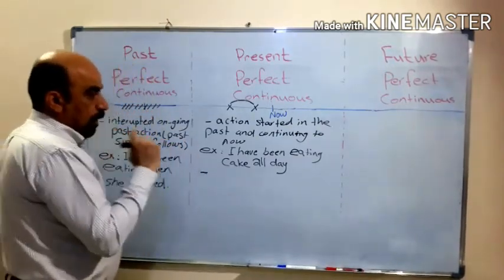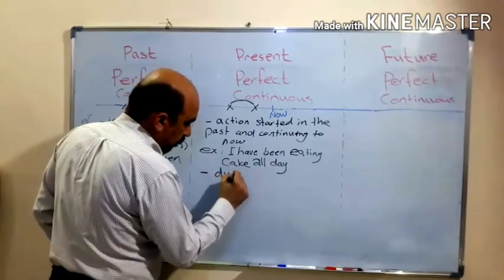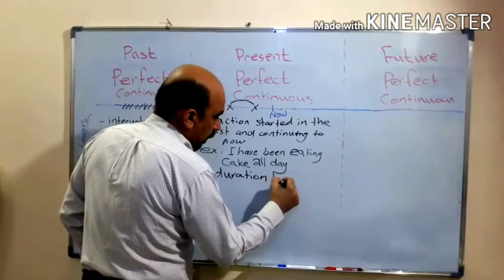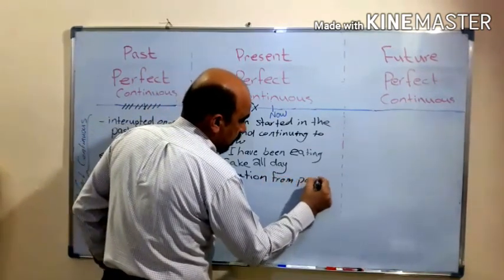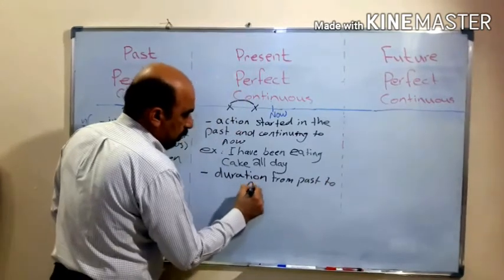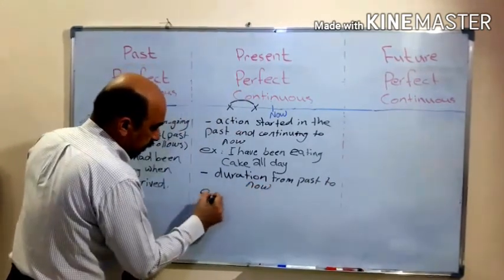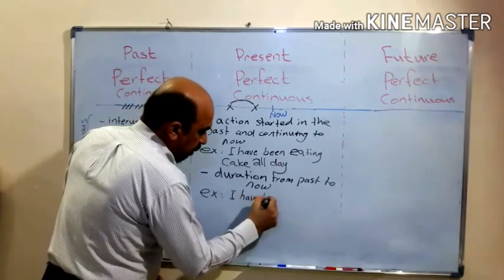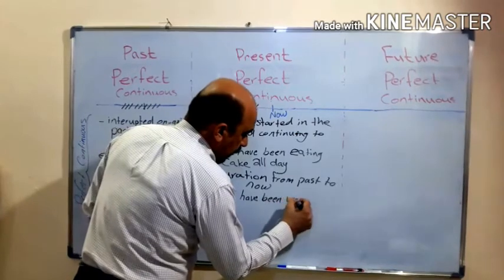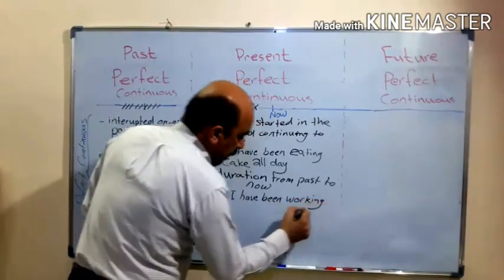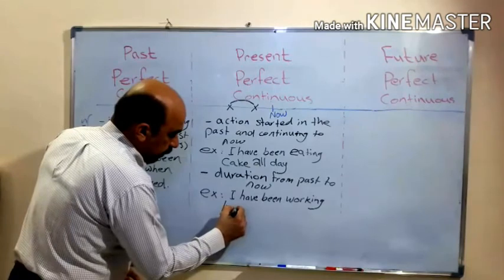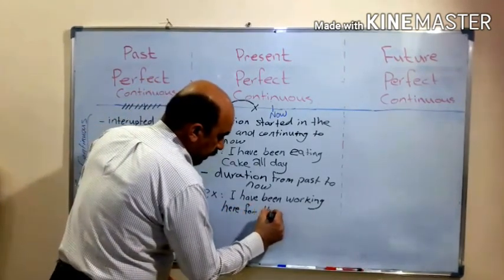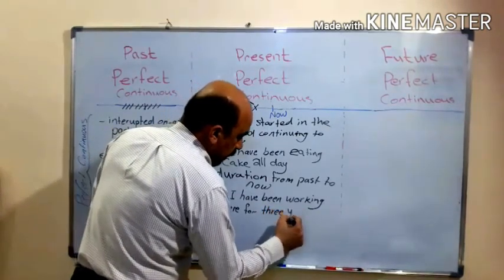Another usage of this tense is describing a duration from past to now. For example, I have been working here for 3 years.